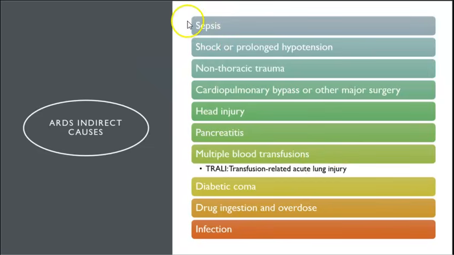So think sepsis. Your patient that has a sepsis alert is releasing their cytokines, their white blood cell count rises, they get fever, inflammation, all that stuff. Well, eventually it could start to affect their respiratory system. Shock or prolonged hypotension, non-thoracic trauma, having had a CABG, a cardiopulmonary bypass surgery. Head injury, because where's your breathing center? In your brain stem. If we have a direct blow to the back of the head, that could cause acute respiratory distress syndrome.